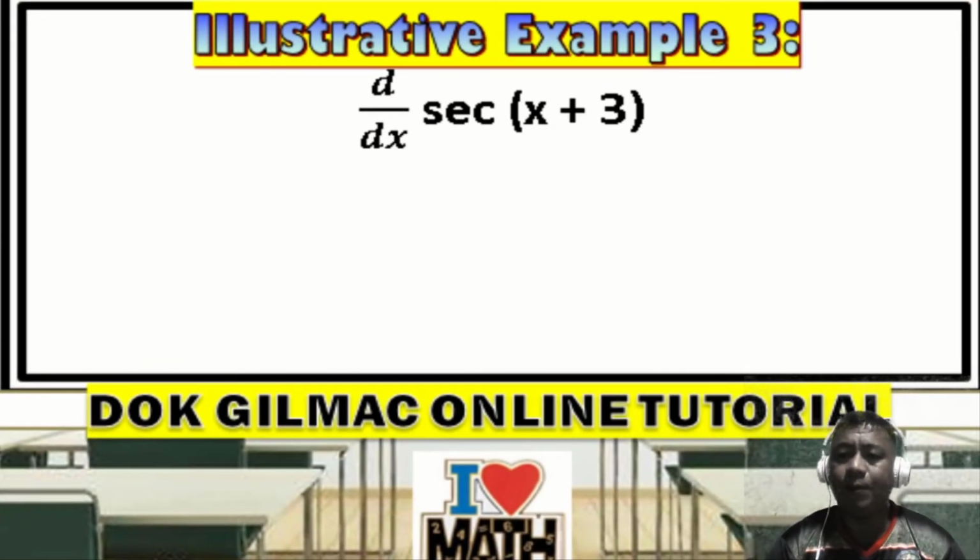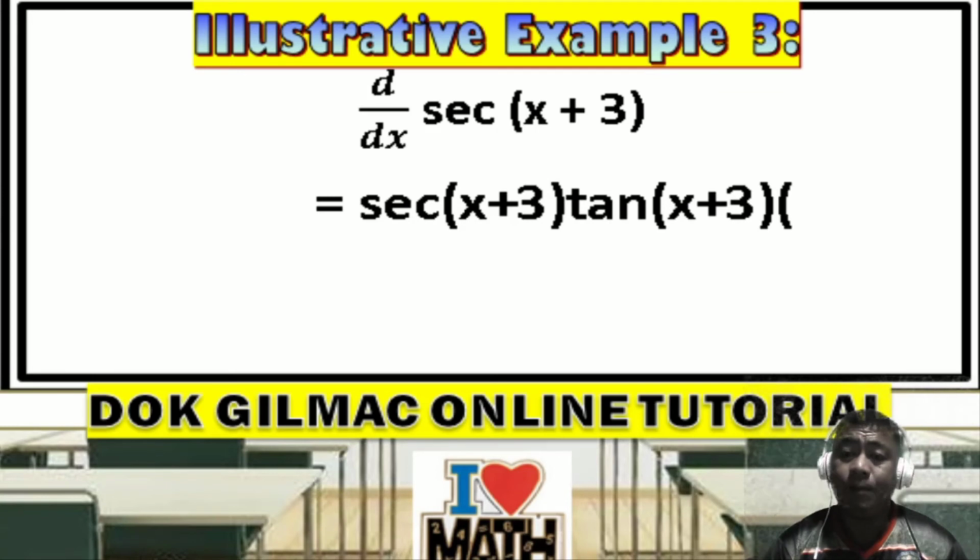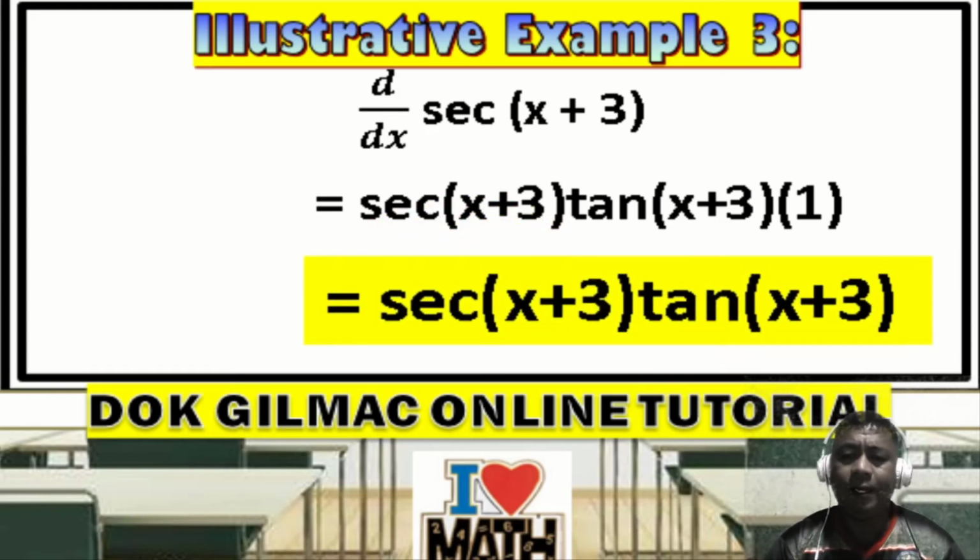Consider illustrative example number 3. d over dx of secant of x plus 3. This time, the given angle for the secant function is x plus 3. Applying again the derivative of secant function, so we have here secant of x plus 3 times tangent of x plus 3 times 1, since the derivative of x plus 3 is just equal to 1. Simplifying further, this is just equal to secant of x plus 3 tangent of x plus 3.